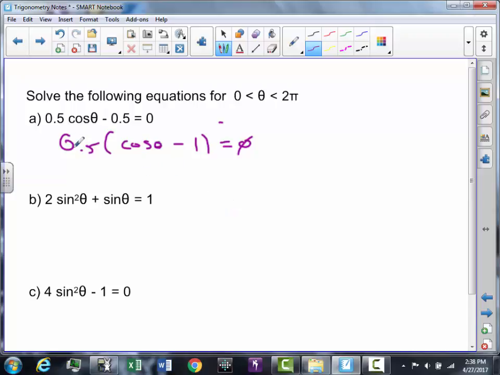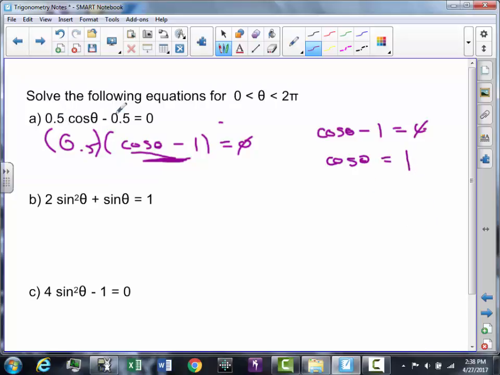Well, what you're left with is something very similar to when we do quadratics. When we do quadratics, we have 2 factors, and the 2 factors each kind of provide some answers. Well, when is 0.5 ever going to equal 0? It's not. 0.5 is 0.5, it's not 0. But maybe this thing right here could somehow be 0. So I could write out cosine of theta minus 1 equals 0, or I could say I'm really looking for where cosine of theta equals 1.